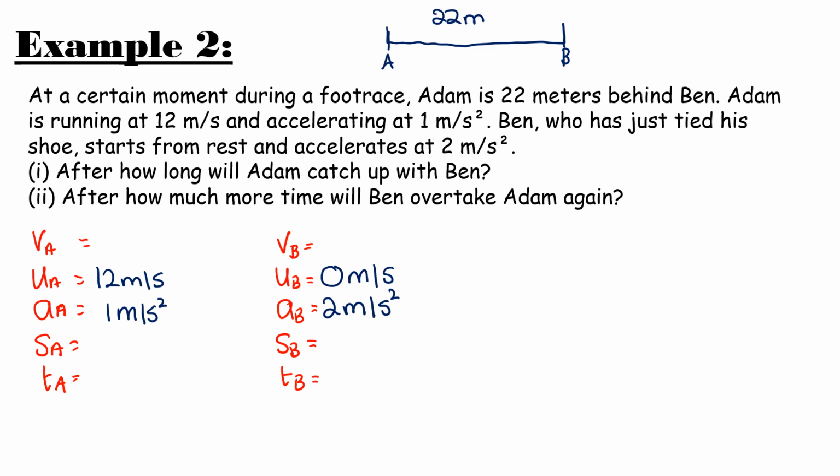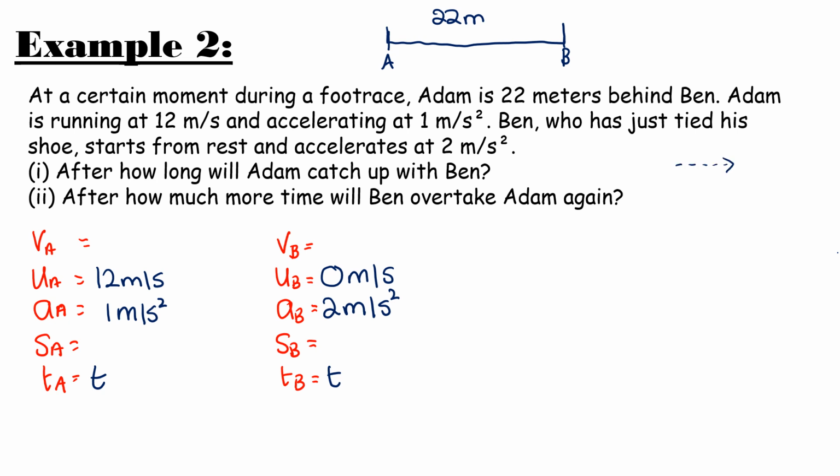So we need to connect these two. The first thing we have to understand is that at a certain moment means this is happening simultaneously, at the same time. So both of our times are going to be t. They're not different times. What will be different is the distance traveled by each. Because Ben is ahead, by the time Adam catches up, Adam will have had to run an extra 22 meters.